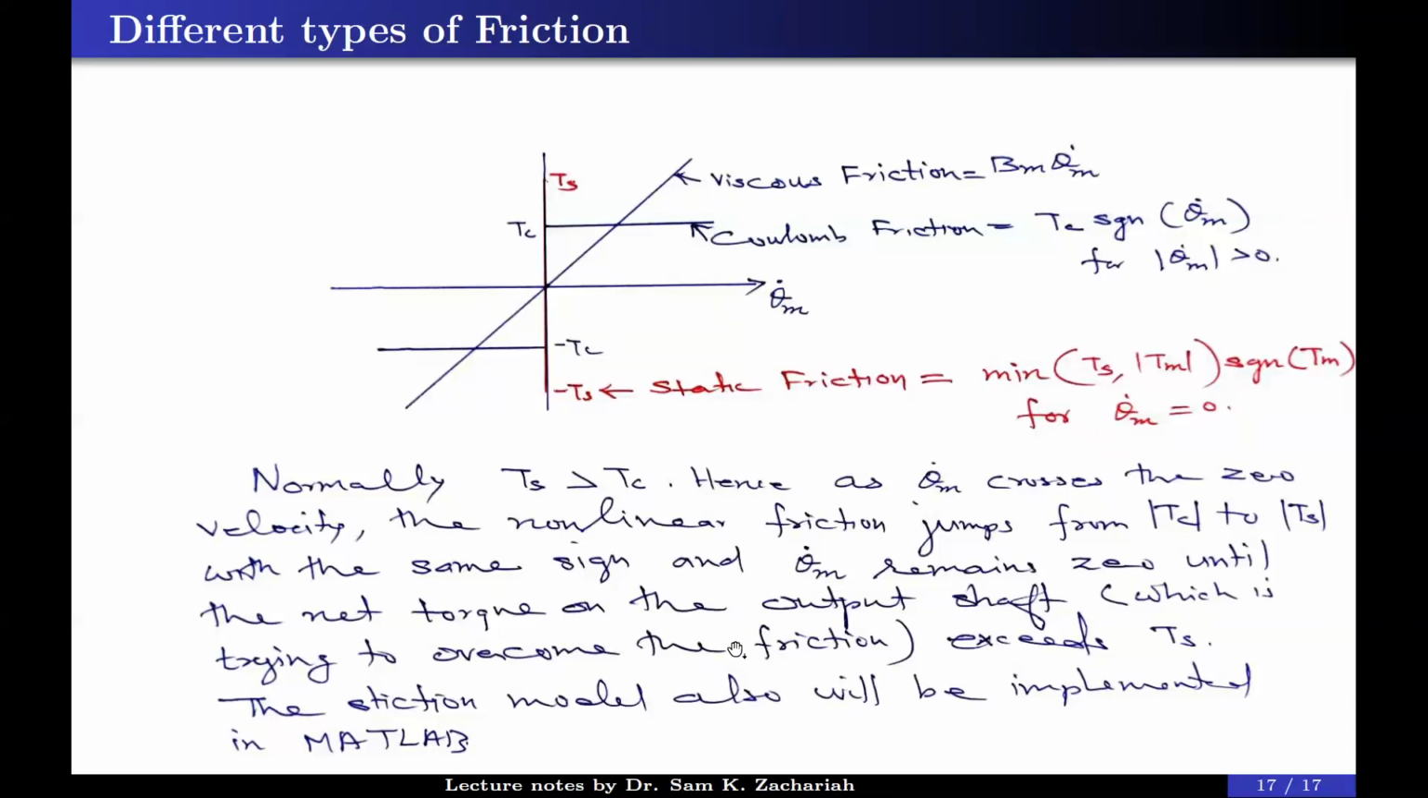This also we are going to code in MATLAB, but right now in the current simulation, we'll assume only the signum function Coulomb friction, along with the viscous damping which is already taken. So this is about the first part of the lecture. Any doubt on this? Okay, I think everybody is clear.